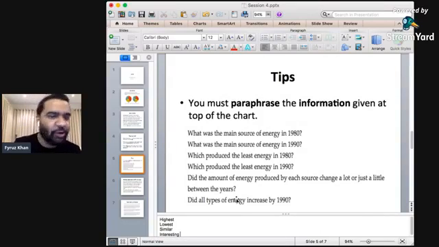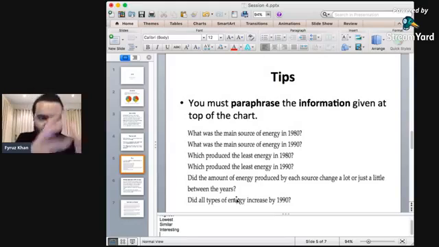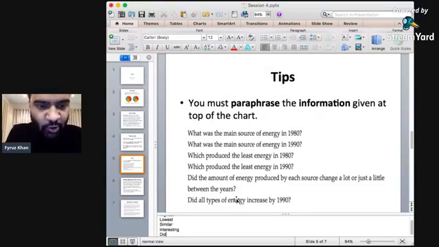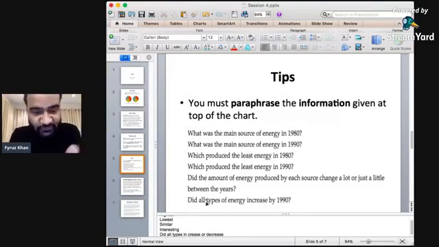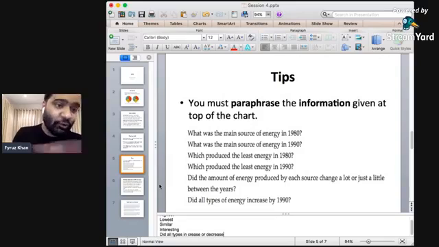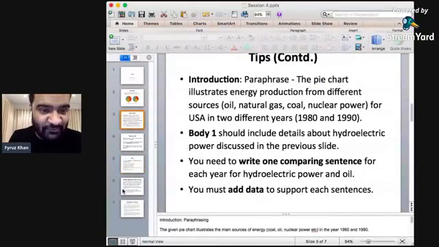Okay, did all types of energy increase? What happened collectively? Did all types increase or decrease? Comment on that. So this will help you to write an overview paragraph. You need to look collectively. Okay, see what happened collectively. So these are the questions you need to ask yourself, because if you ask these questions to yourself, you can write them in your body 1, body 2, and in an overview as well. I'm not counting introduction because introduction is just a mere paraphrase.